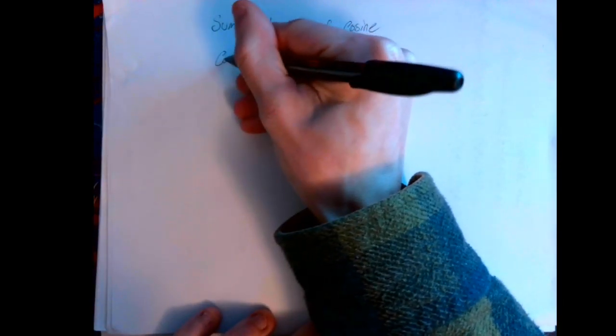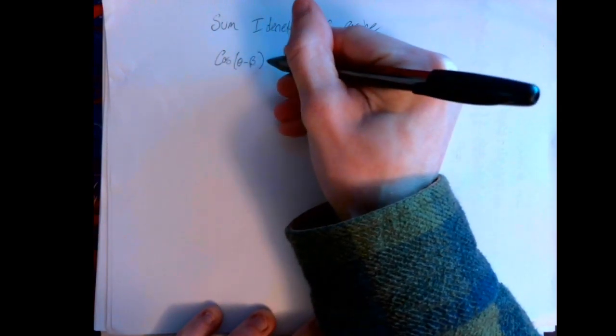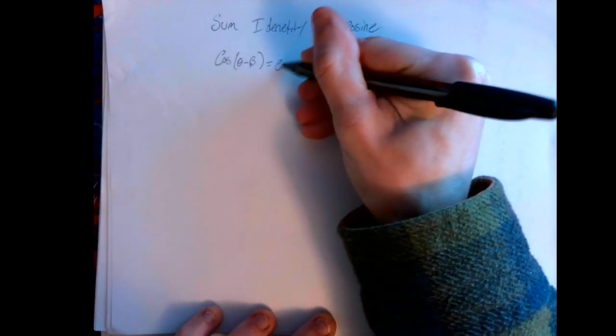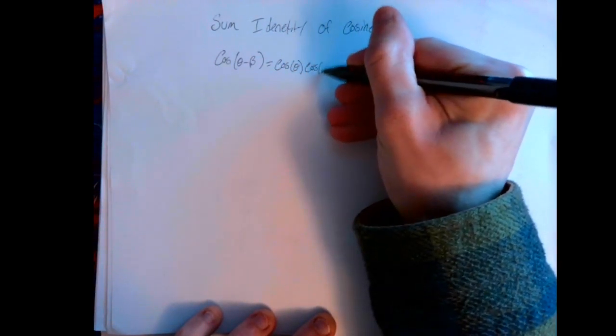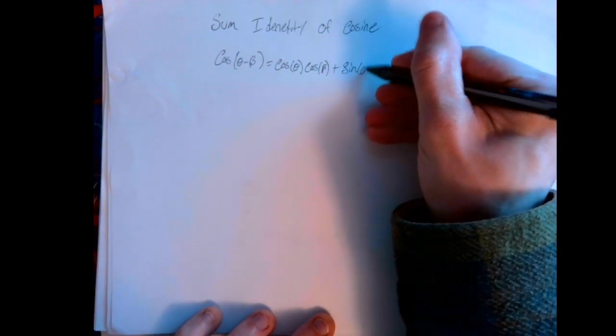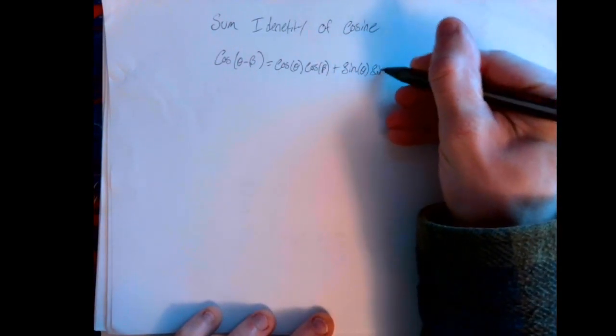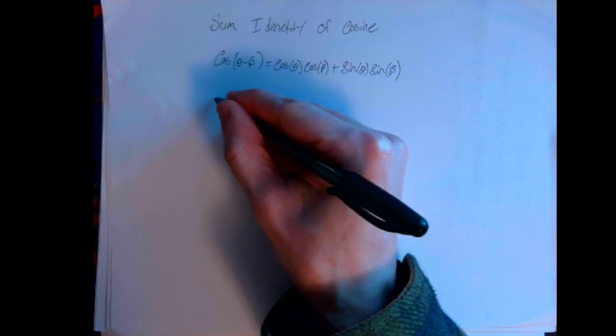So we already proved the difference identity of cosine, right? That's cosine of theta minus beta equals cosine of theta cosine of beta plus sine of theta sine of beta. Now, what are we looking for? We're looking for the sum identity. So we know it's going to look like this.